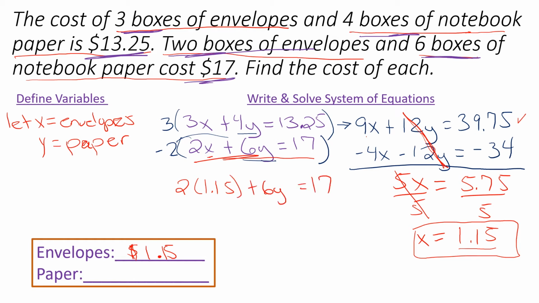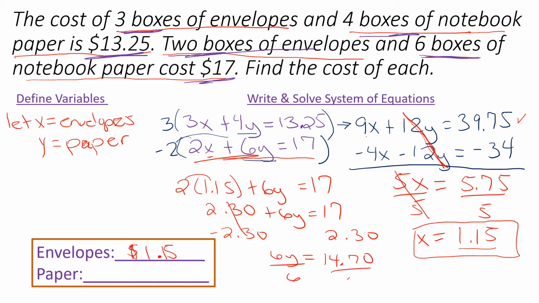We're just simplifying from that point. 2 times 1.15 is 2.30 plus 6y equals 17. Left with the two-step equation, subtracting 2.30, 6y is equal to 14.70, divided by 6. Y is equal to 2.45. So since we're talking about money, that is going to be $2.45 for the paper.